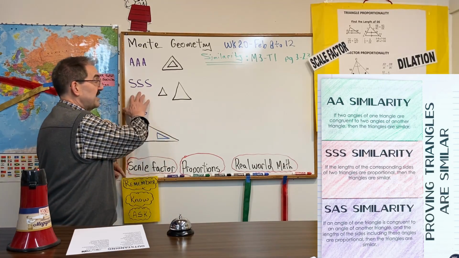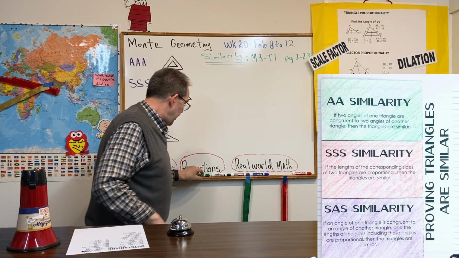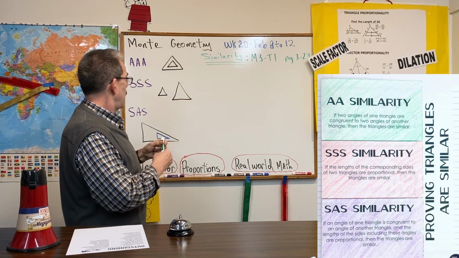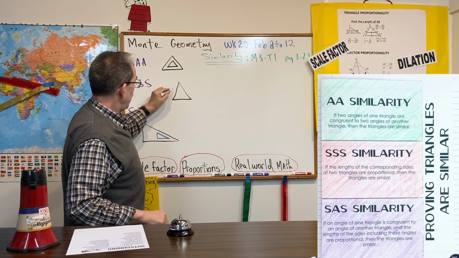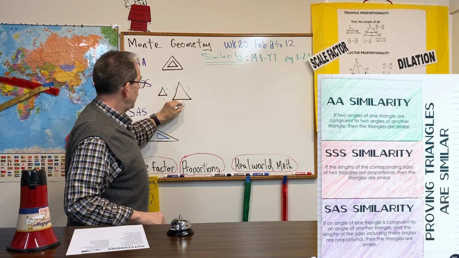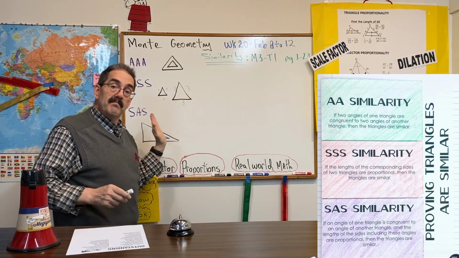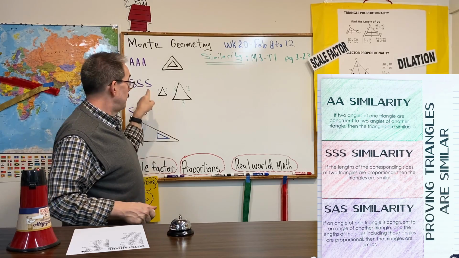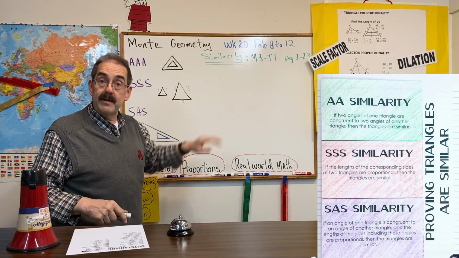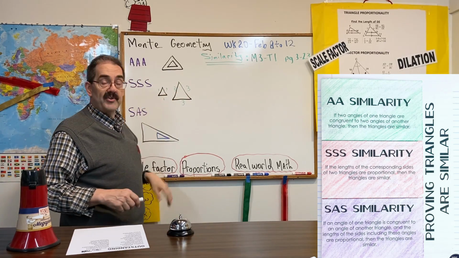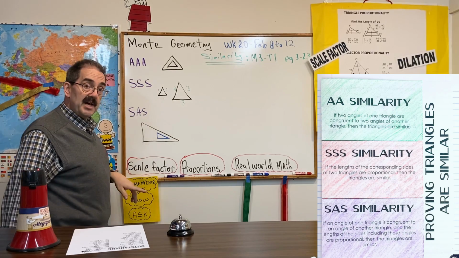Okay, side, side, side. We already knew that, right? If we have a 1, 1, 1 and a 3, 3, 3, then we know side, side, side has a proportion, right? Multiply by 3, 3 times bigger, or divide by 3. So the side, side, side rule.